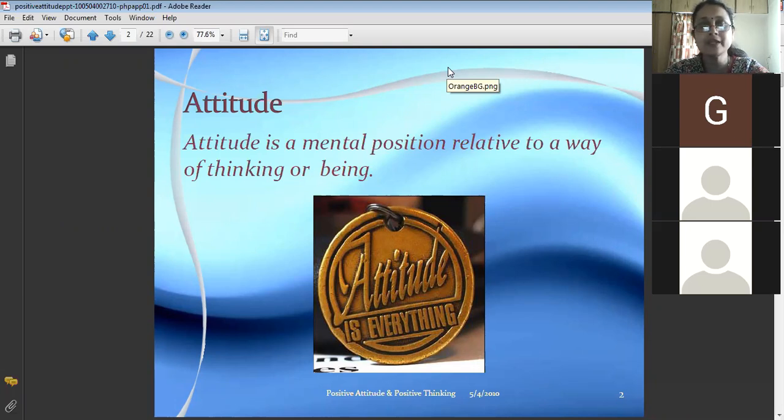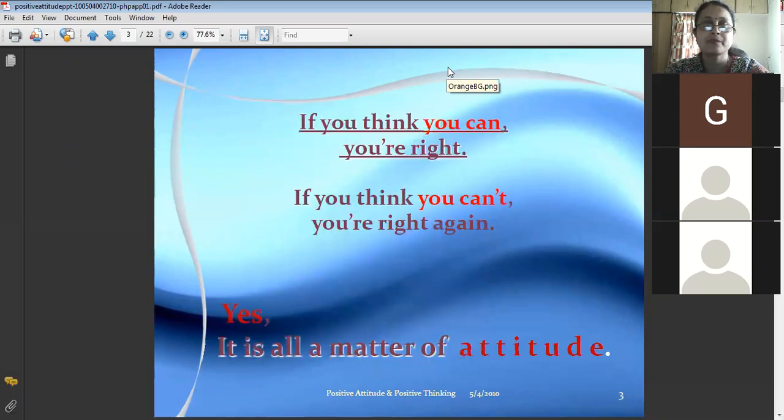Now, in what way does it happen? Let us understand. If you think you can, you are right. If you think you can't, you are right again. Let us understand the beauty of these two things. Yes, it is all a matter of attitude.